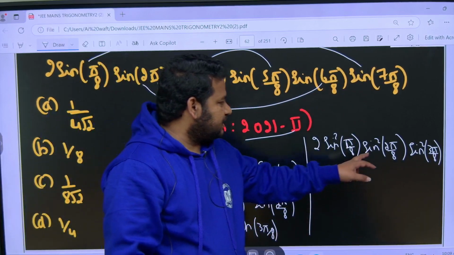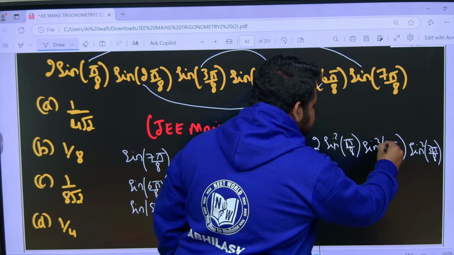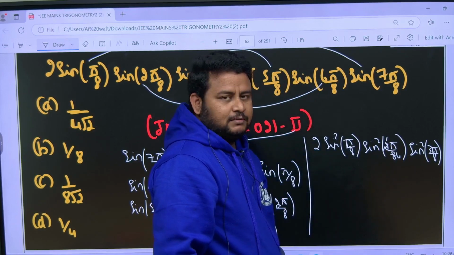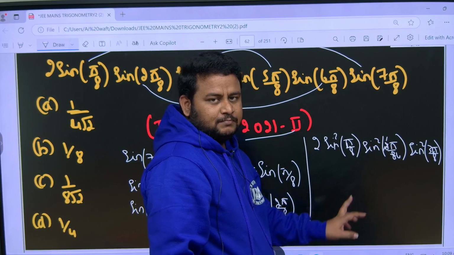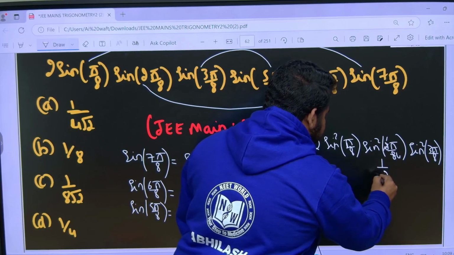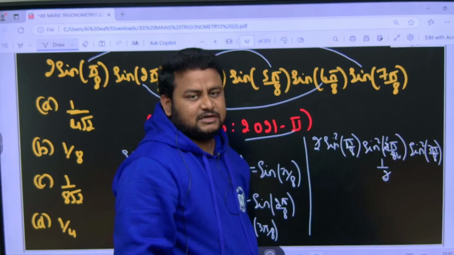Now if you look at this, sin square 2 pi by 8 is what? 2 1s are 2, 4s are 4, so it is sin square pi by 4. Sin pi by 4 is 1 by root 2, but here it is sin square, so this will be equal to 1 by 2. This and this 2 I can cancel. Now what are we left with? Sin square pi by 8 and sin square 3 pi by 8.